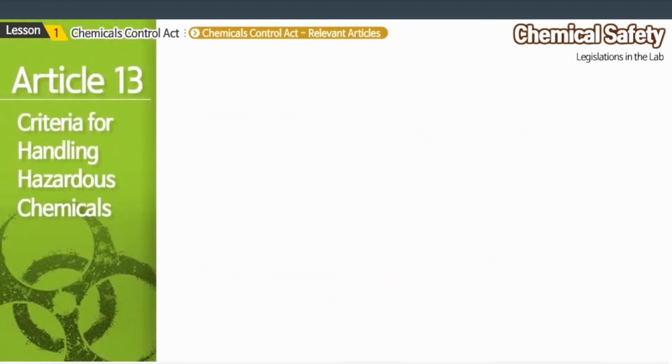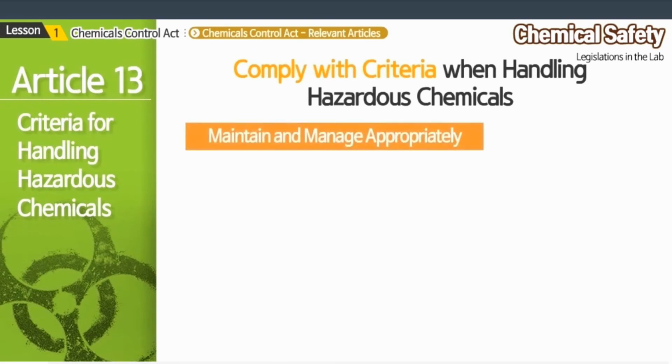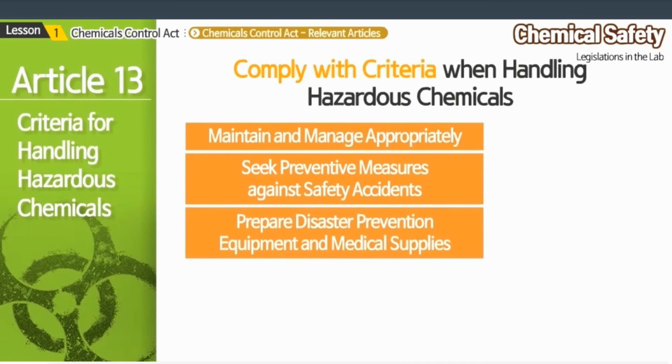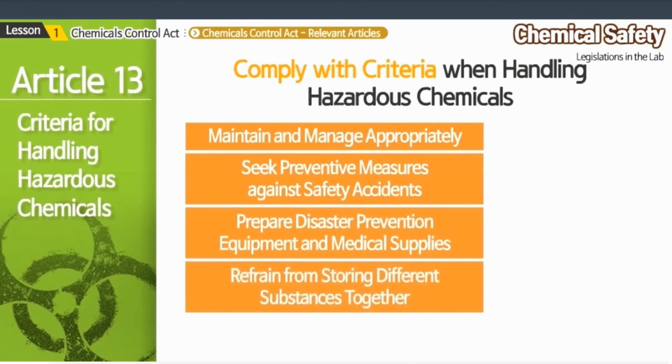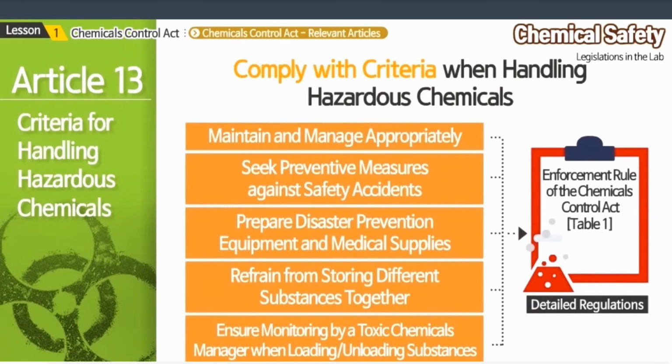Second, under Article 13, Criteria for Handling Hazardous Chemicals. Any personnel who handles hazardous chemicals must comply with the relevant handling criteria. You must maintain and manage hazardous chemicals and appropriately seek preventative measures against safety accidents. Prepare disaster prevention equipment and medical supplies. Refrain from storing different substances together, and ensure that a toxic chemicals manager monitors all procedures when loading/unloading substances. Detailed regulations are stipulated in Table 1 of the Enforcement Rule of the Chemicals Control Act.